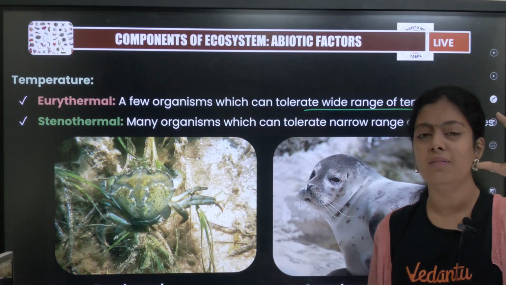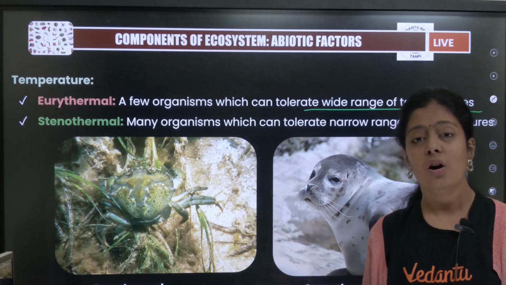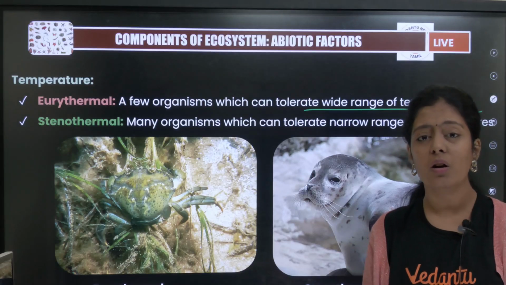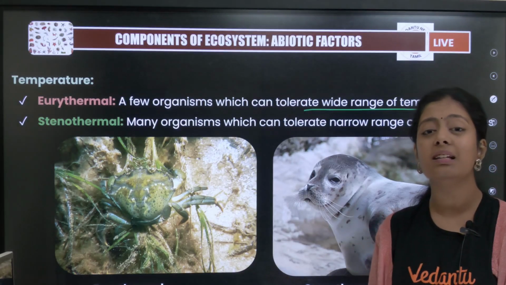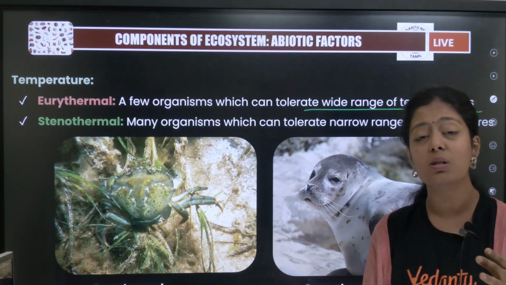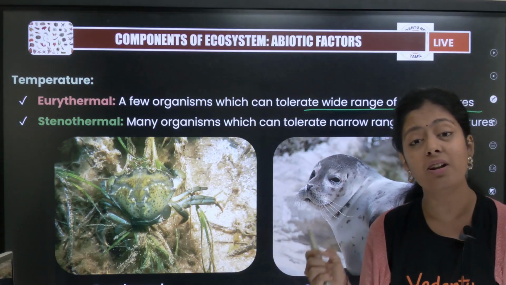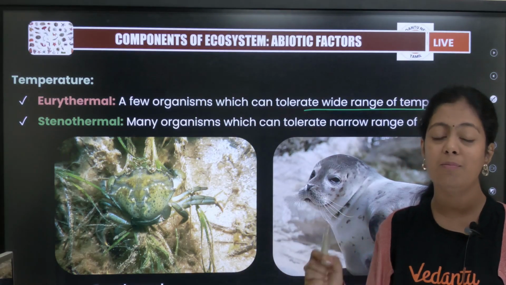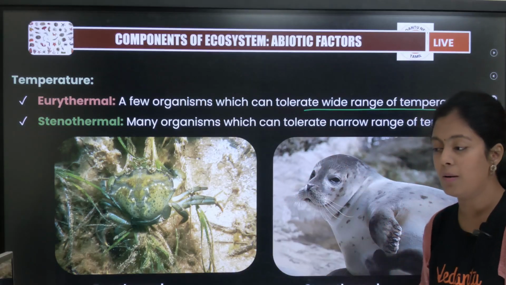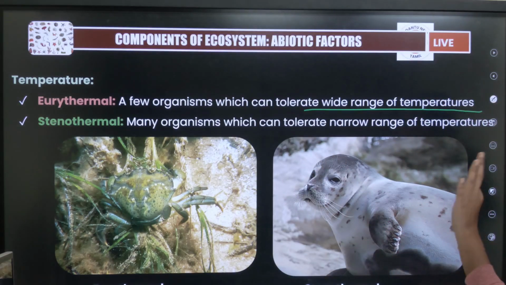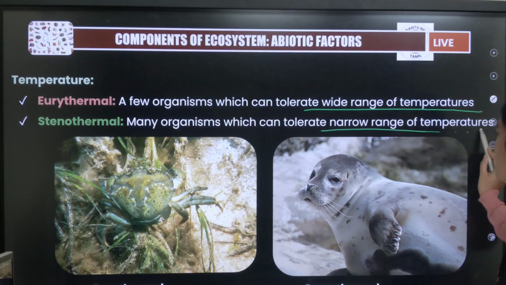And there are people who live in very cold climatic conditions, like your Eskimos. They still live in minus temperature, correct? Because we are eurythermal. We have a tolerance to a wide range of temperature. Others are stenothermal: many organisms can tolerate only a narrow range of temperature.